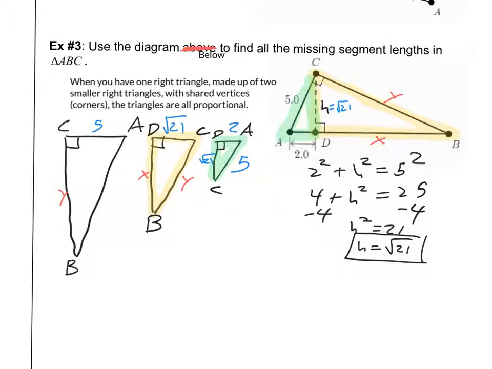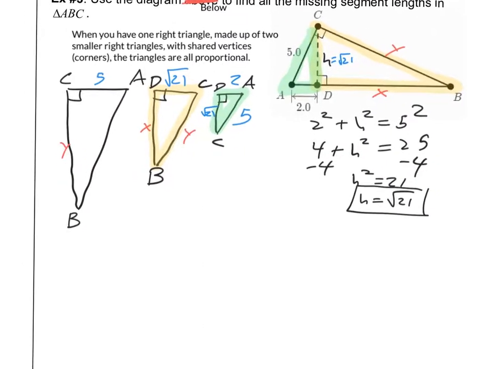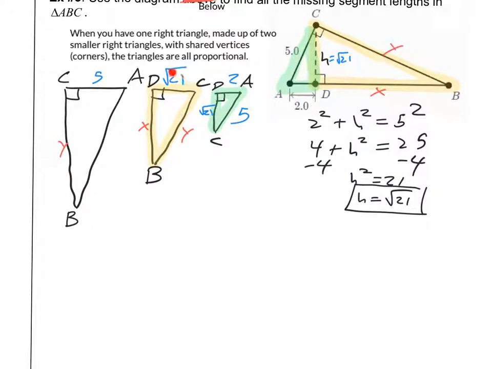Well, we have proportional triangles, so we could set up a proportion. So I know that the square root of 21 is to X as 2 is to the square root of 21. So I'm going to set this all up. I know I'm trying to find X, so I'm going to put X on top.